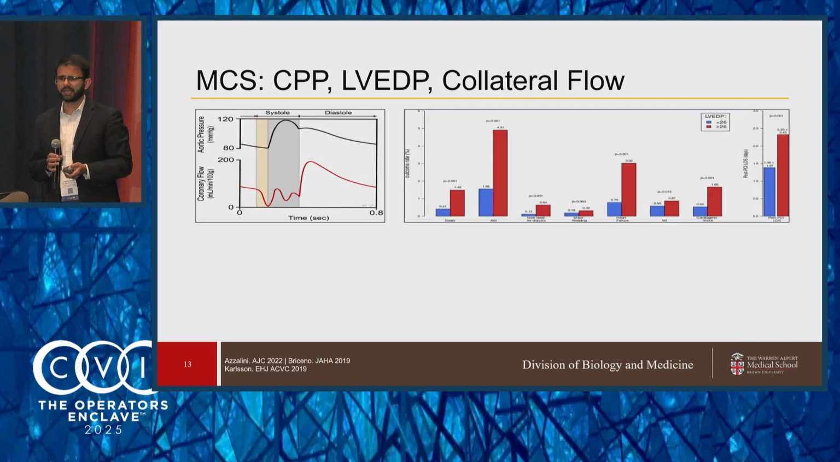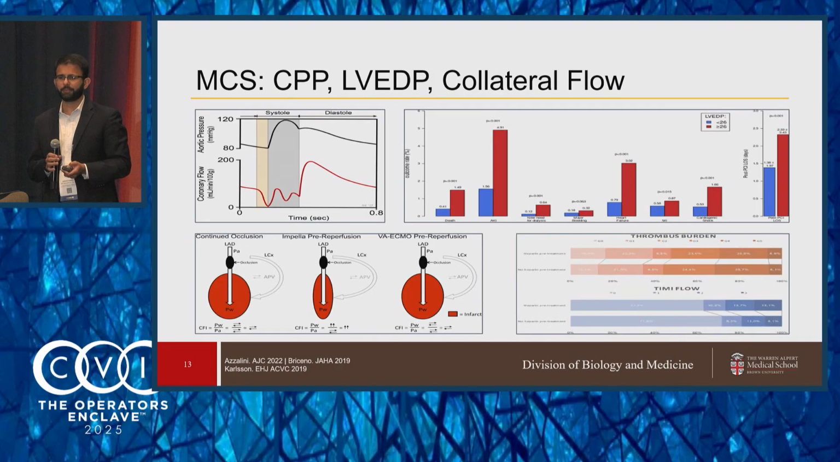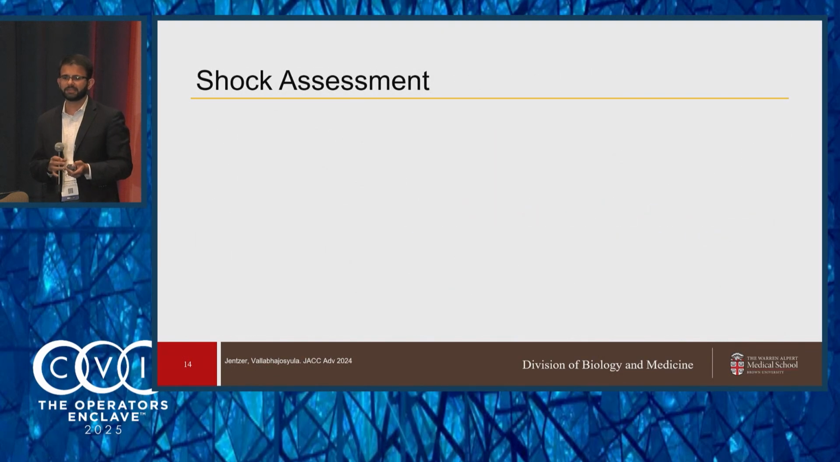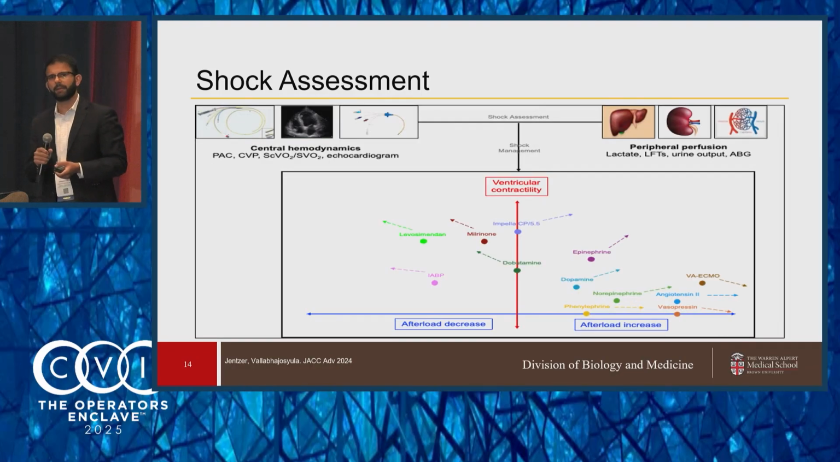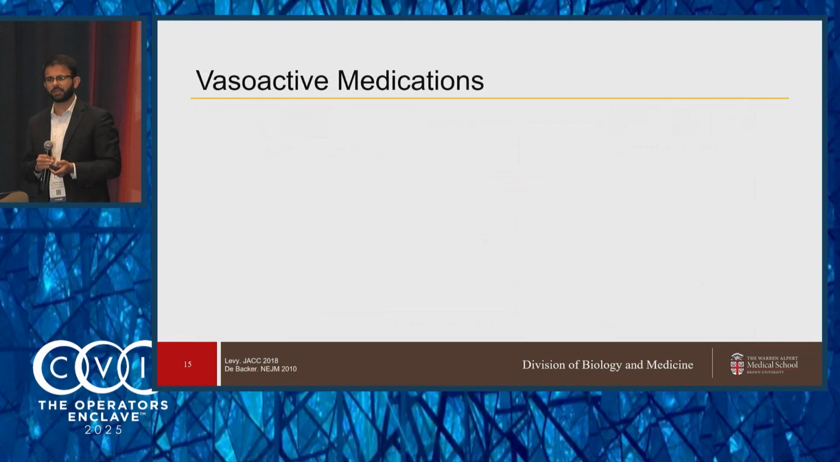I'm going to skip over this slide for the sake of time, but just wanted to highlight the importance of alternate mechanisms of coming at shock. So when this patient goes to the CICU, again, assessment of the shock is crucial. This is where the field of critical care cardiology has come into its own, understanding both central macrovascular hemodynamics and peripheral perfusion, putting it all together and coupling that with what our interventions do and where they fall along the ventricular contractility axis and the preload and afterload axes.